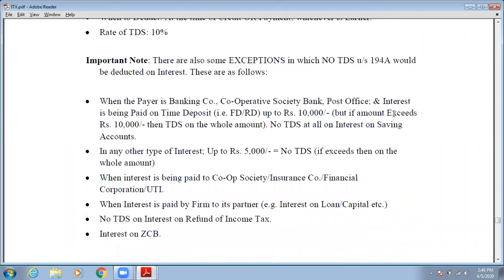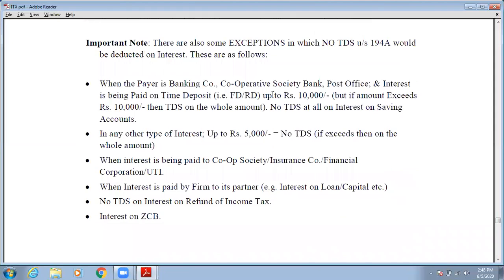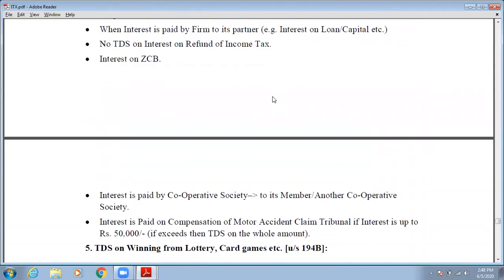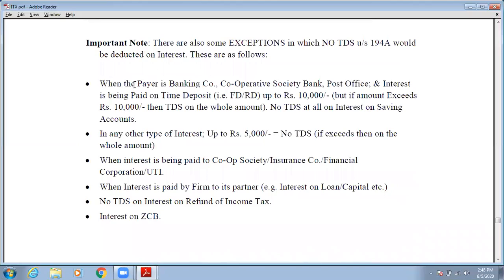These are as follows. तो कुछ exceptions हैं जिनके ऊपर TDS deduct नहीं होगा, जो interest income पे TDS deduct नहीं होगा. तो कौन सी ऐसी interest income है? When the payer is a banking company, then no TDS has to be deducted. Cooperative society bank, post office, and the interest is being paid on time deposit up to rupees 10,000. But if the amount exceeds rupees 10,000, TDS on the whole amount. No TDS at all on interest on saving account.